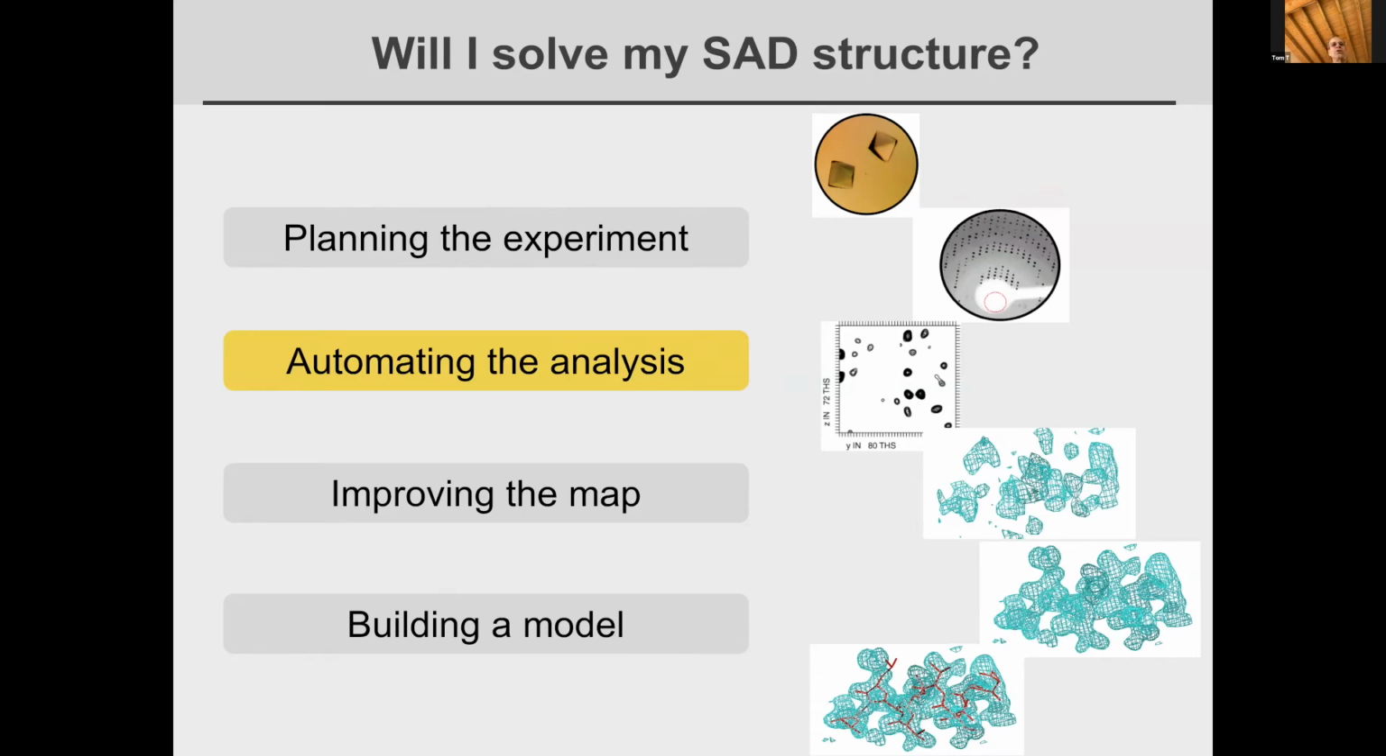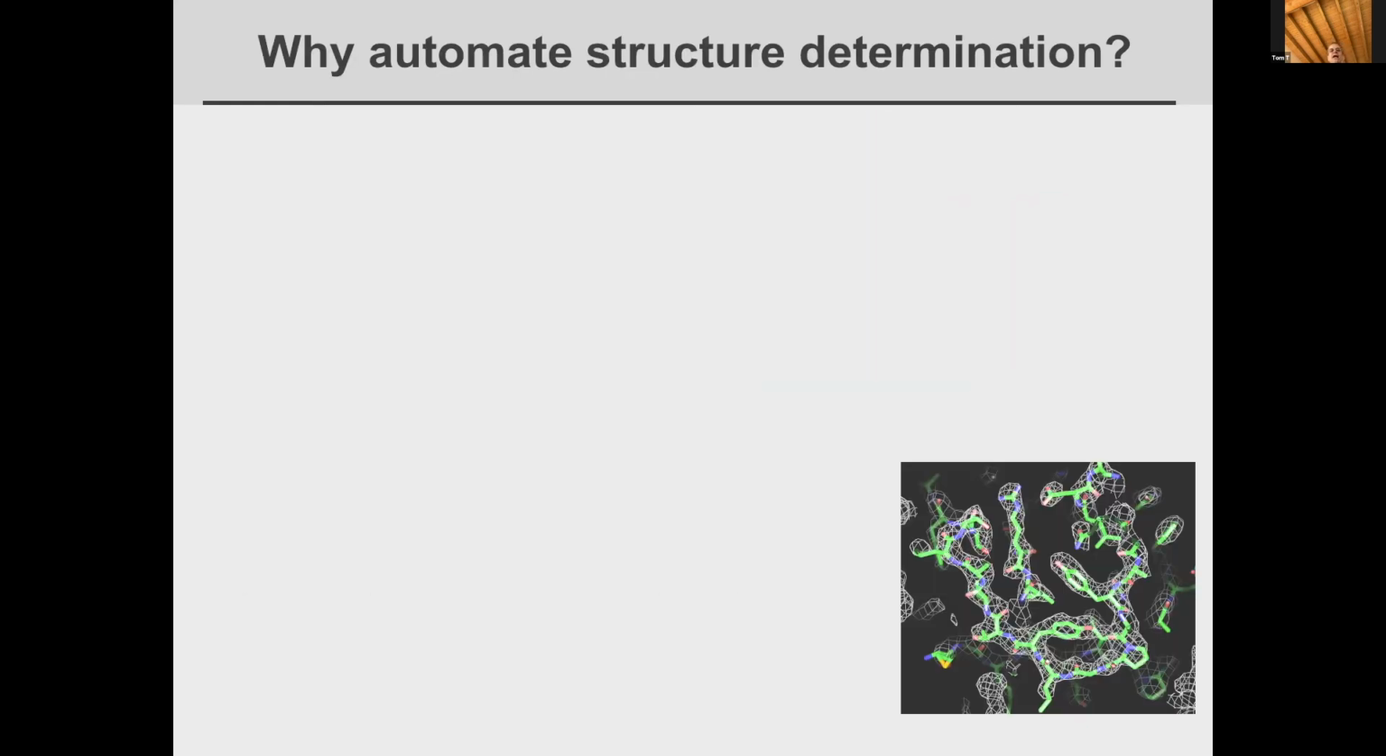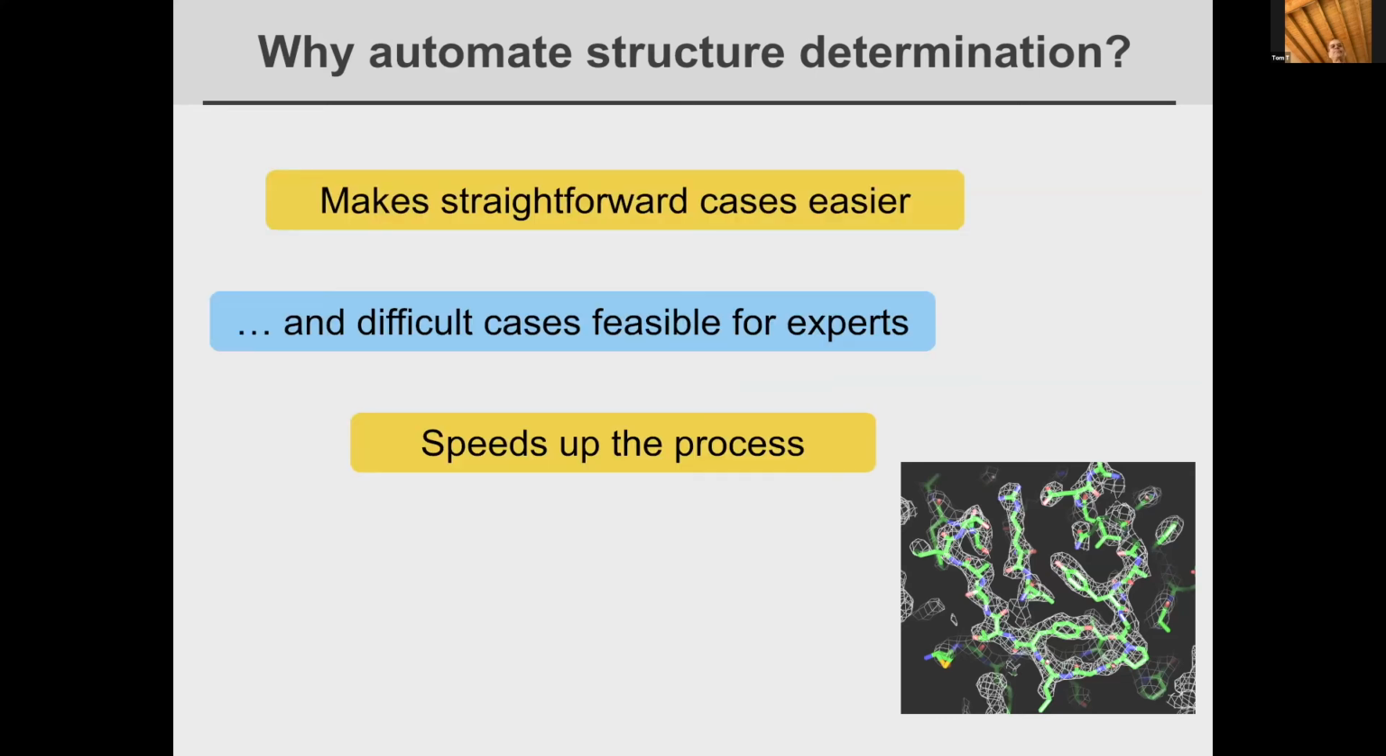So let's go to that now. Let's go to improving the map. So Nigel has the slide up there. Let's go down to improving. Actually, let's skip through this automated structure determination. We kind of did that already.